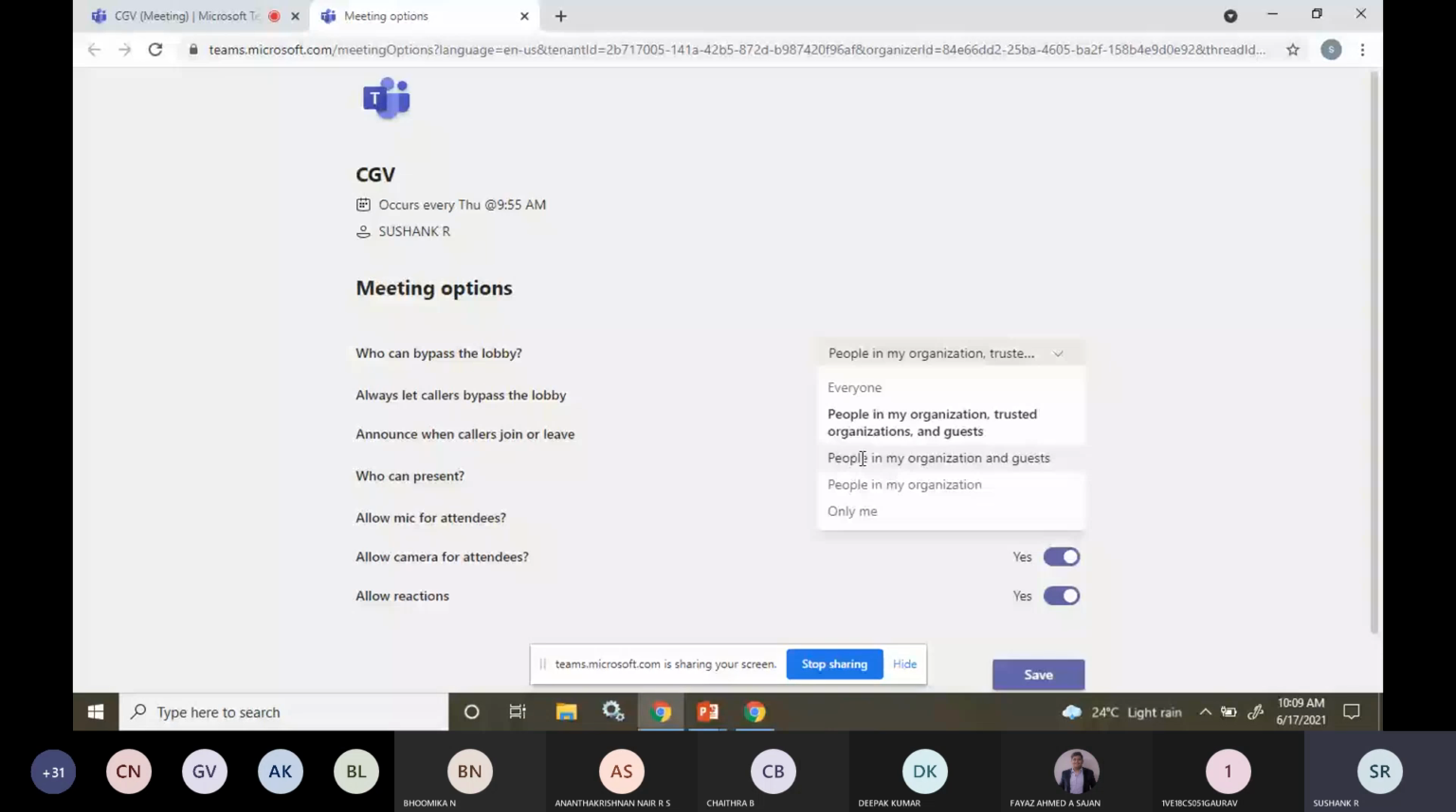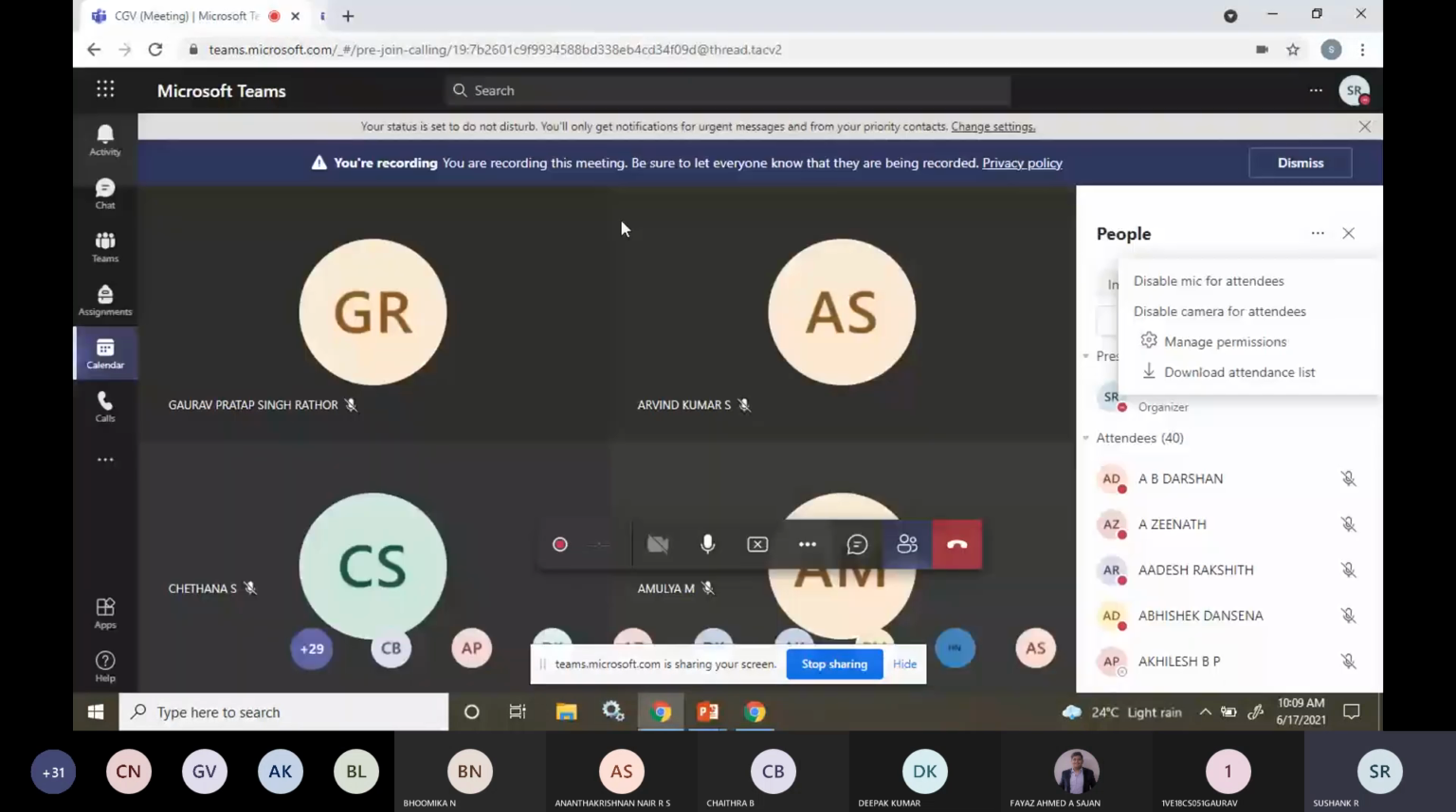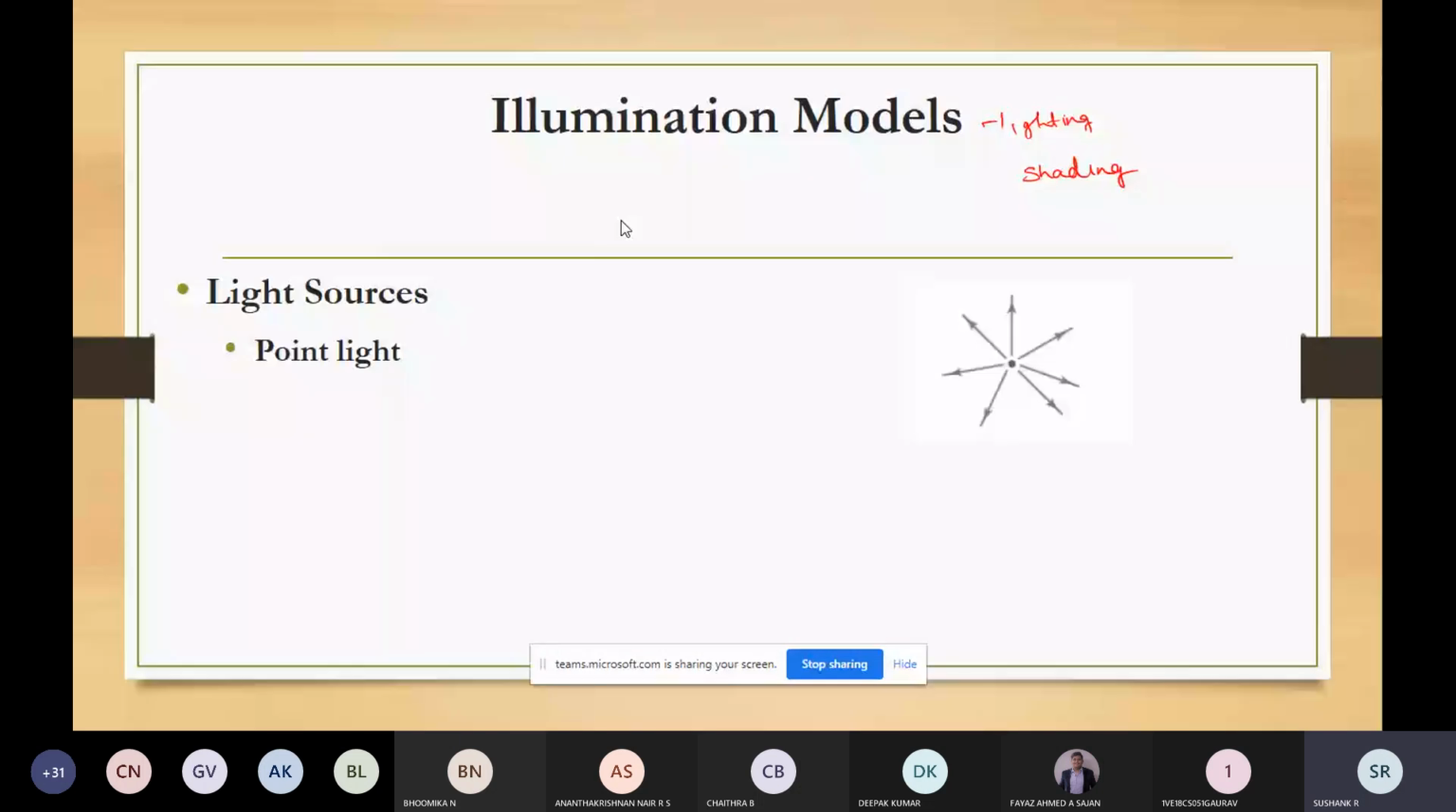So these are the general properties which you should keep in mind. So these are the general properties of the light sources. An example can be a single point light source which is emitting red light in one direction, blue light in another direction, and green light in the other direction, like this. So this is also an example.